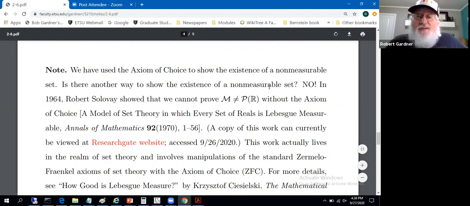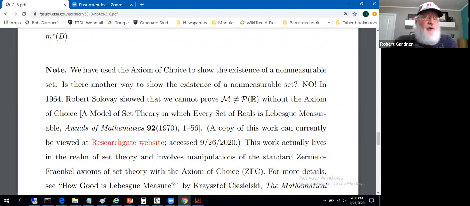Is there another way to show the existence of a non-measurable set? If you read any other analysis book that constructs a non-measurable set, it'll use the axiom of choice just like we did. Details may differ. The axiom of choice will be there. If you read the 4th edition of Royden and Fitzpatrick, the axiom of choice is used to find a non-measurable set. So it's always the same construction. It's called Vitali's construction. We'll talk about him at the end of this section. Well, is there another way, not using the axiom of choice? No. Here's your reference on that.